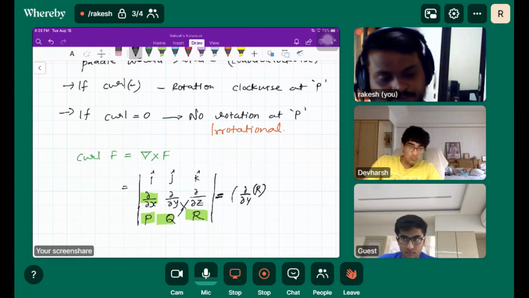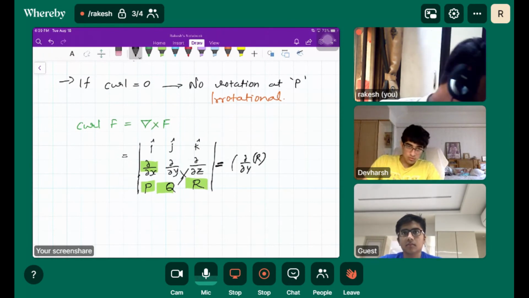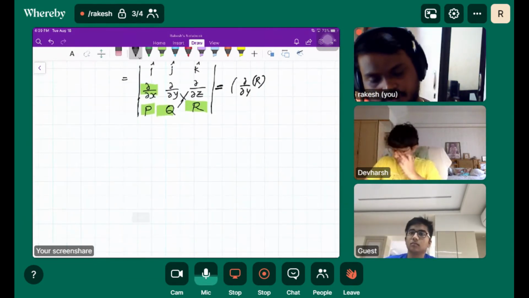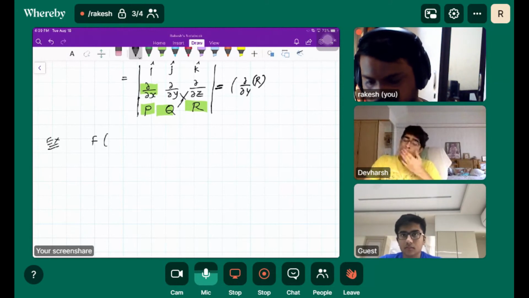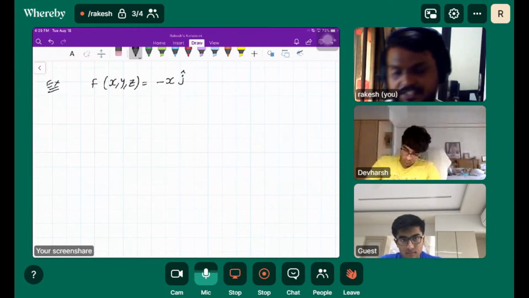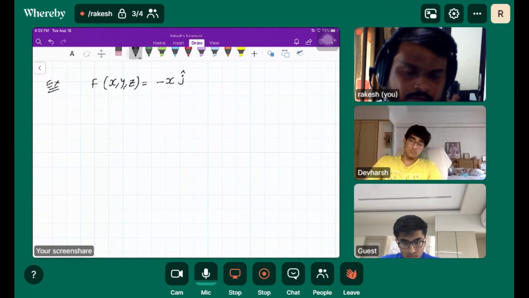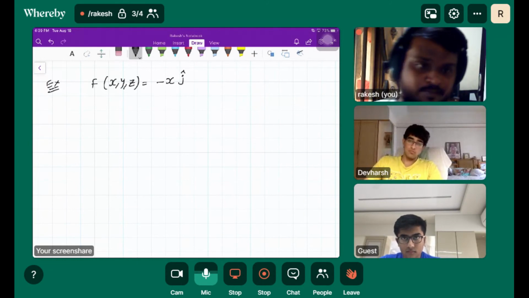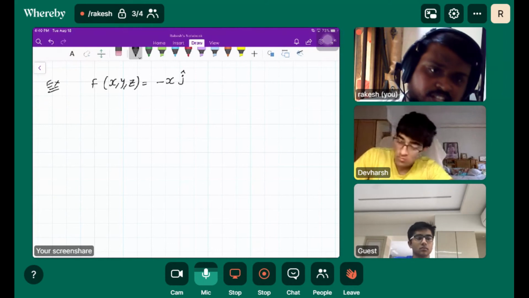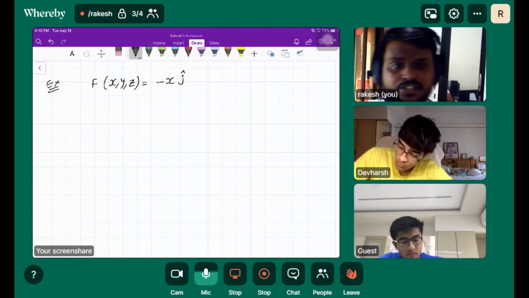Okay. Now let's solve some questions here. So, exercise, we have one example: f of x, y, z is equal to minus x. That's the given vector field. We will always have vector fields in three dimensions now, because electricity, wind, all these are in three dimensions. It depends on what functions are given to us. It has only a y component.